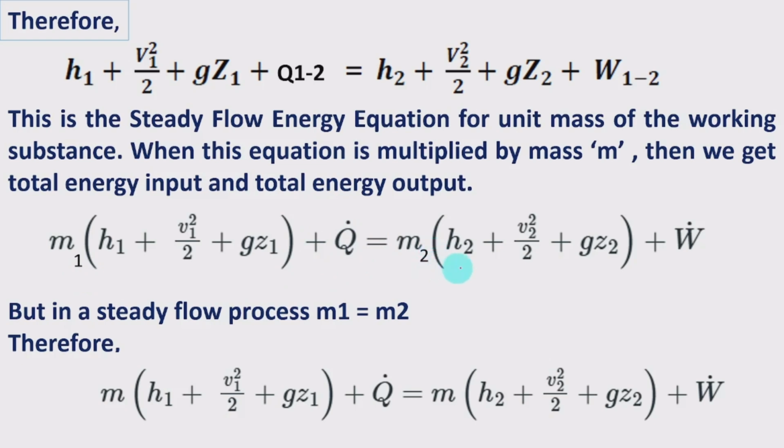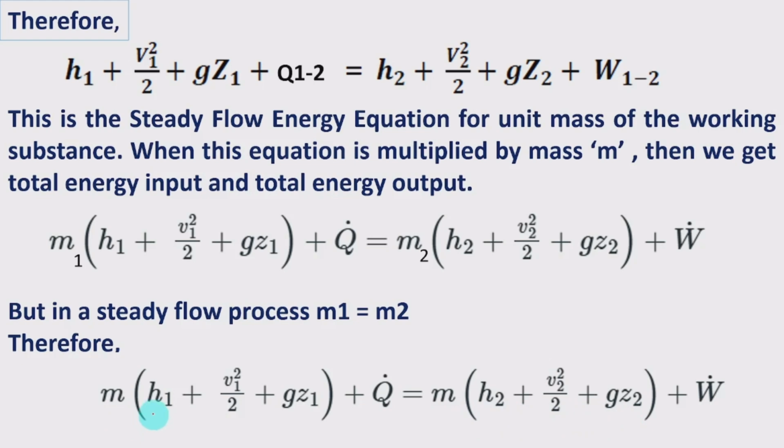Then m2 multiplied by h2 plus v2 square by 2 plus g z2 plus w. The work done is also not taken per kg of the working substance. It is the total work output we are going to take. But in a steady flow process, m1 equals m2. Therefore, we can write m times h1 plus v1 square by 2 plus g z1 plus q is equal to m times h2 plus v2 square by 2 plus g z2.